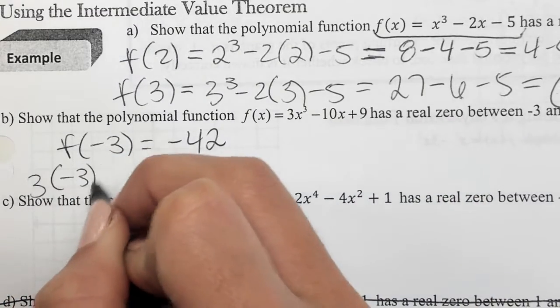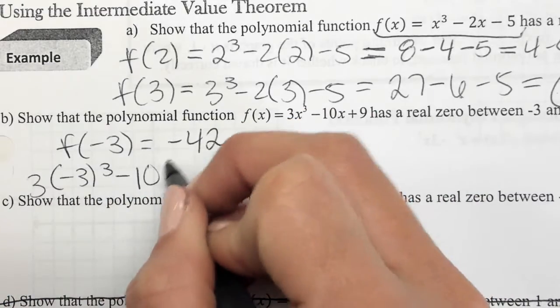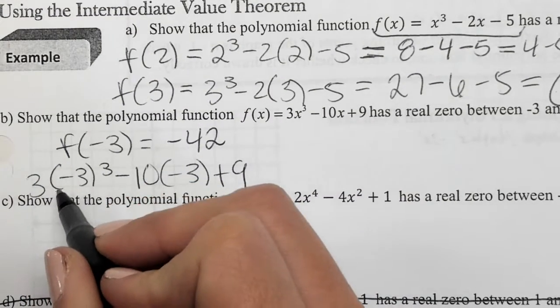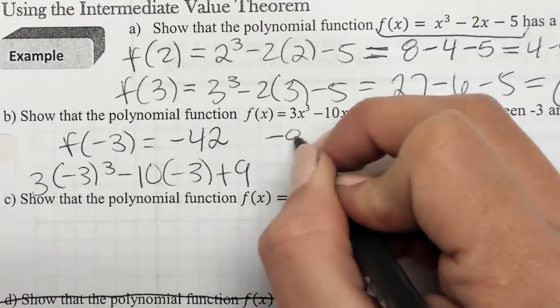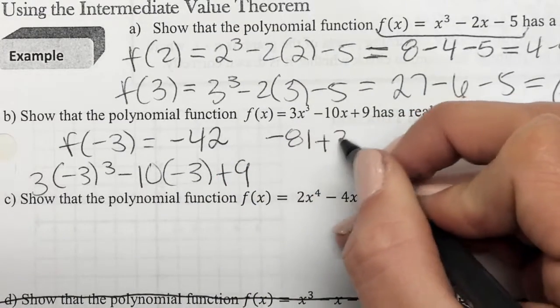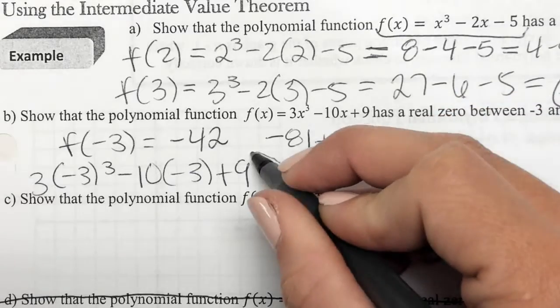If I plug in -3 for all of these, what is -3 cubed? -27. Yes. What's -27 times 3? -81. This would be a plus 30 and plus 9. So then that'll give you this right here.